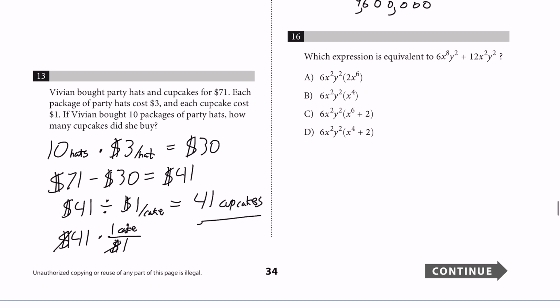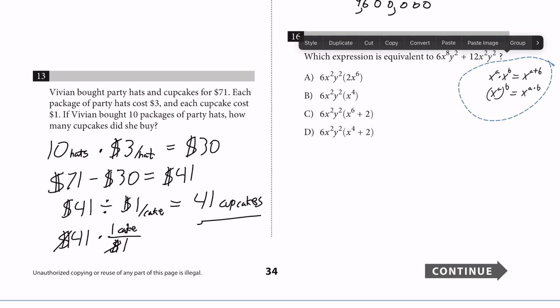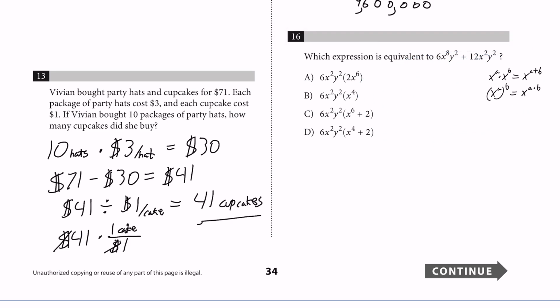Question 16. Which expression is equivalent to 6x to the 8th y squared plus 12x squared y squared? So what we have to remember here is when we have x to the a times x to the b, that's going to be equal to x to the a plus b. And the other rule is when we have x to the a raised to the b, that's going to equal x to the a times b. And you can switch the order of a and b for either of these steps. So I'll move this over here and shrink it, just because that's not super useful for now.